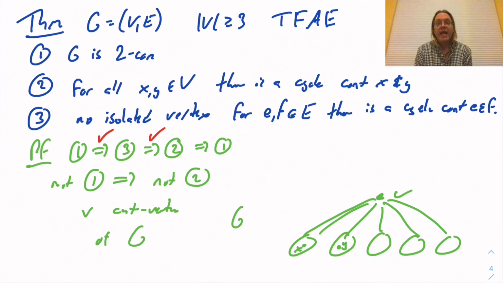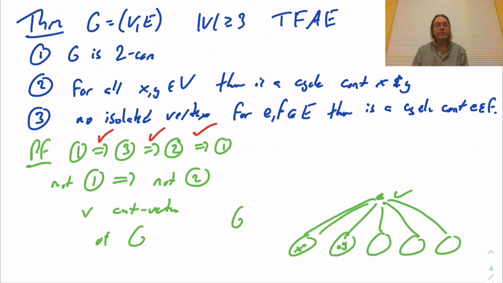Now you can readily see that there's no cycle that contains the vertices X and Y. Most obviously, every path from X to Y must contain the vertex V. If every path from X to Y must contain the vertex V, then you can't have a cycle containing both X and Y, because that cycle would have 2 different paths from X to Y that are completely disjoint apart from their ends. So in other words, if condition 1 is violated, if your graph G is not 2 connected, then your graph will have some pair of vertices with no cycle between them, so you violate 2. And that completes the proof of that one.